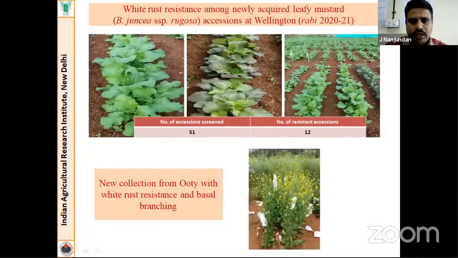In another attempt to augment new germplasm sources, some leafy type Brassica rugosa accessions were explored from Arunachal Pradesh, which represents the Indo-China border. We could identify 12 resistant out of 51. Then we are also trying to collect some local germplasm. It is a typical one from the Ooty Hills, Nilgiri, which has shown resistance to all the isolates continuously over 5 years.